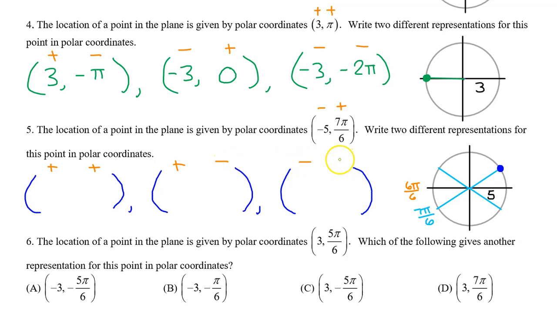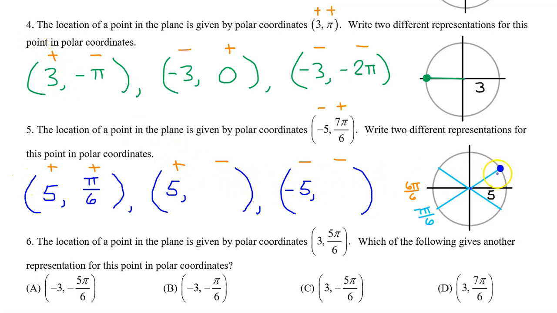and negative, comma, negative. Let's write a representation for this point with a positive r value and a positive theta. So, positive r value. So we go out 5, and then we rotate positive pi over 6. So that's it, 5 comma pi over 6.